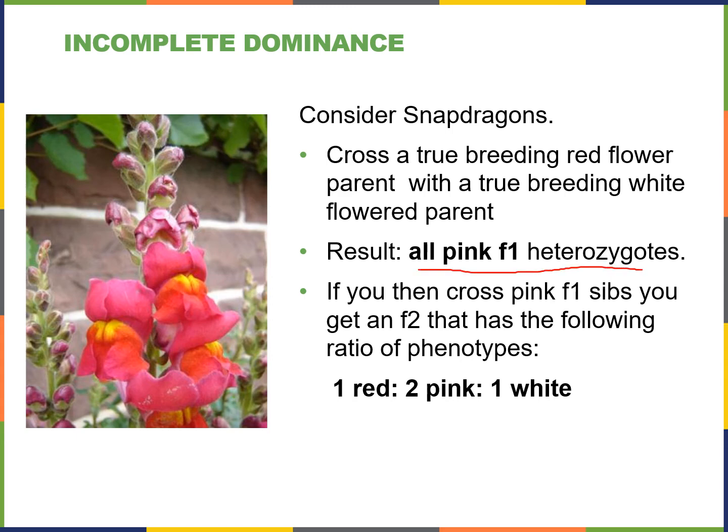And then if you cross the pink F1 sibs, you get an F2 that has the following ratio of phenotypes. Then we're back to that 1 to 2 to 1 ratio. So we get 1 red, 2 pink, and 1 white. This is an example of incomplete dominance. Incomplete dominance denotes the expression of two contrasting alleles such that the individual displays an intermediate phenotype. The allele for red flowers is incompletely dominant over the allele for white flowers. However, the results of a heterozygote self-cross can still be predicted, just as with Mendelian dominant and recessive crosses.